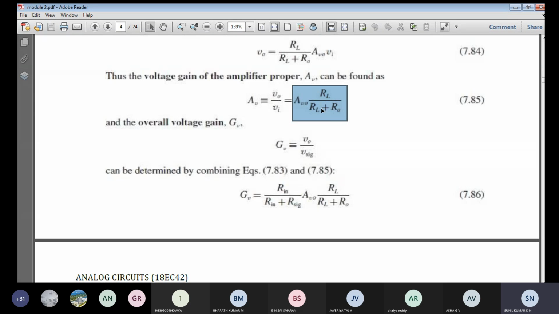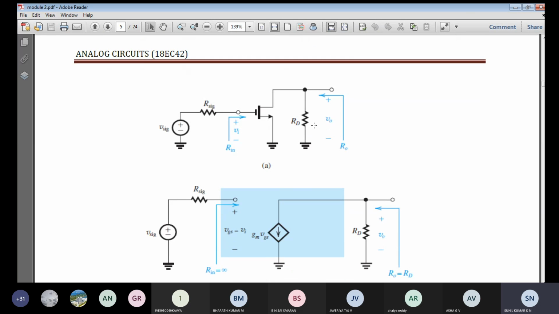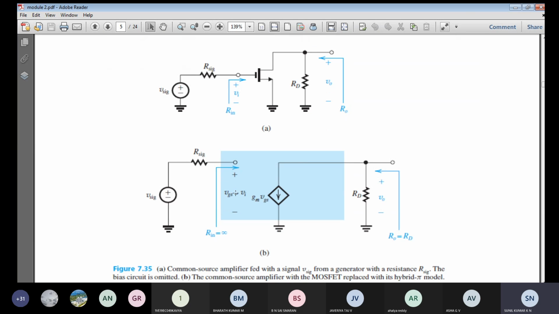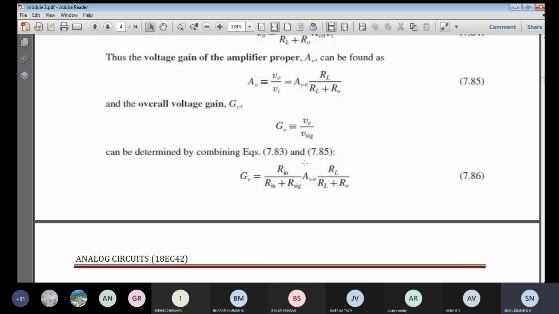Instead of this, you can also write it differently. Vi can be expressed as what? Vi can be expressed as V signal into Rin divided by R signal plus Rin. Since Rin is infinity, this will not have an impact. So V signal can be approximated to Vi. The same thing he has written over here.